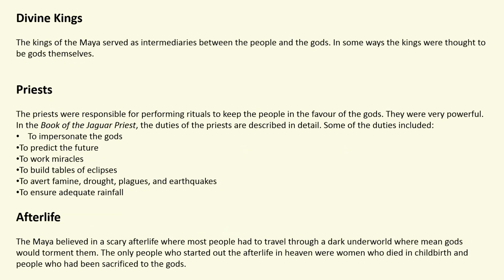Divine kings. The kings of Maya served as intermediaries between the people and the gods. In some ways, the kings were thought to be gods themselves. Priests, who were responsible for performing rituals to keep the people in favor of the gods, and they were very powerful. So, some of their duties were to impersonate the gods, predict the future, work miracles, to avert famine, drought, plagues and earthquakes, and to ensure adequate rainfall.